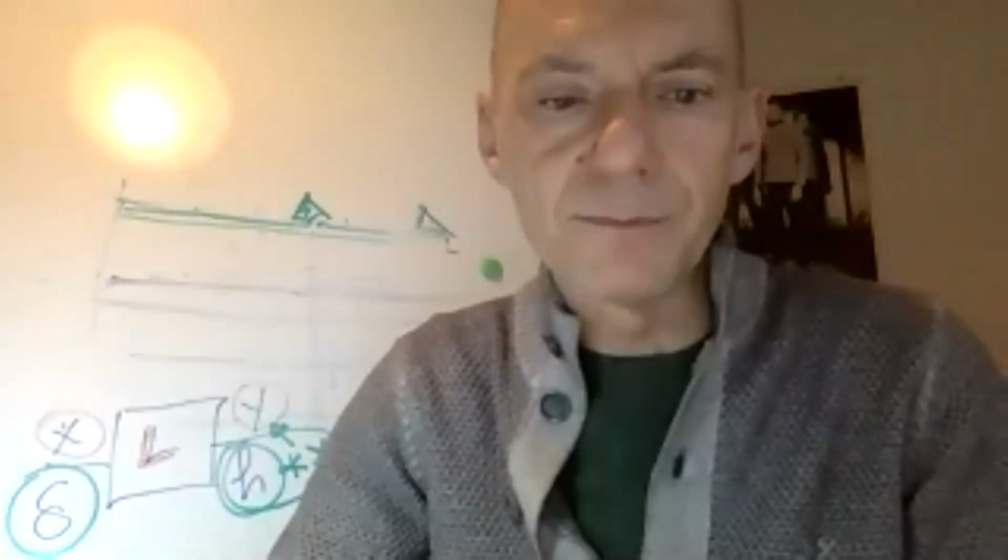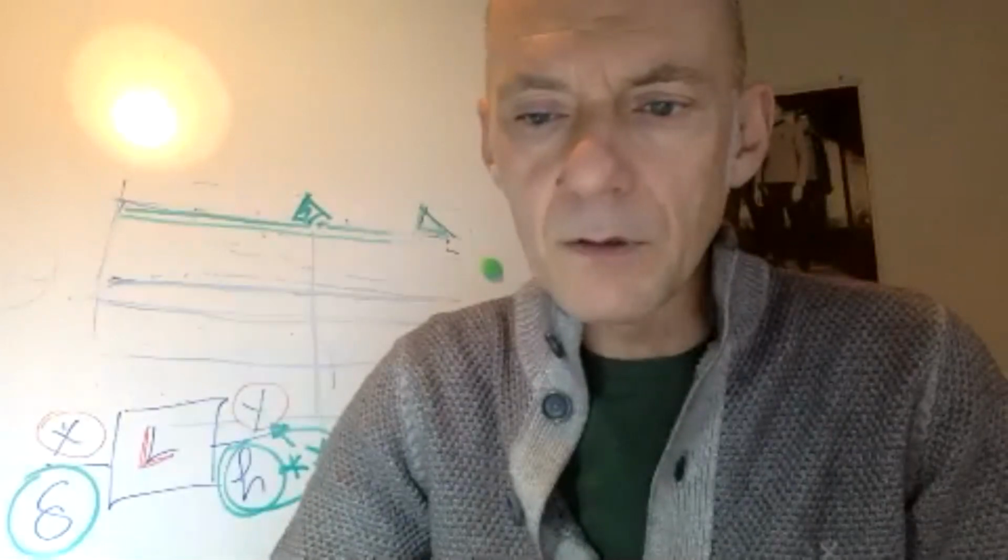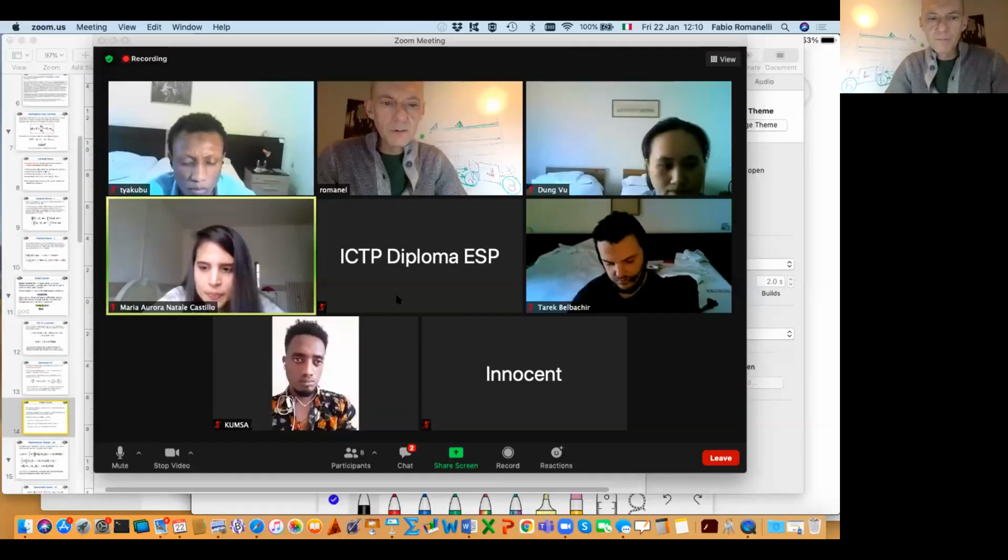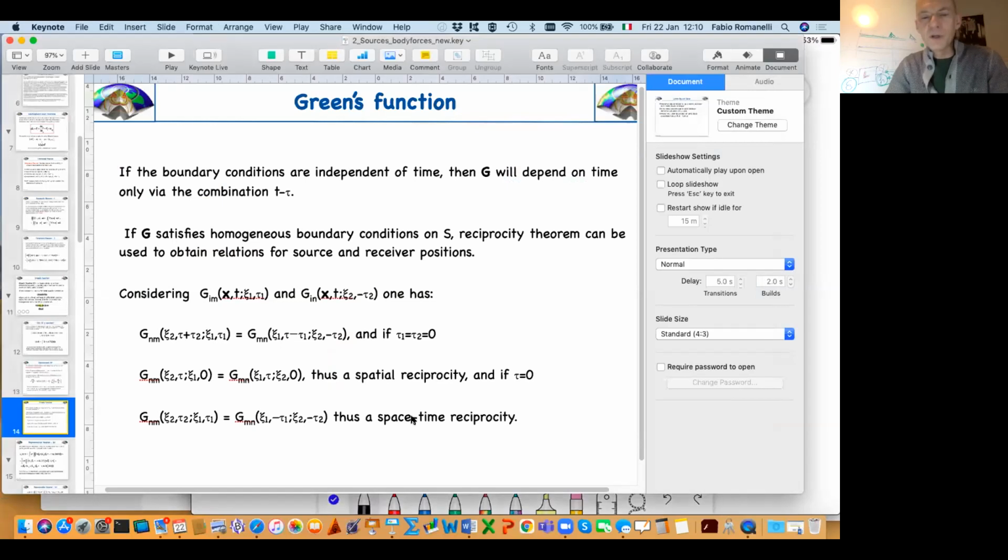Let me share my screen. These exchanging indexes here are simply saying that if you change the position of the source and the receiver, and if you switch them, the Green's function is the same. It's used also in optics.